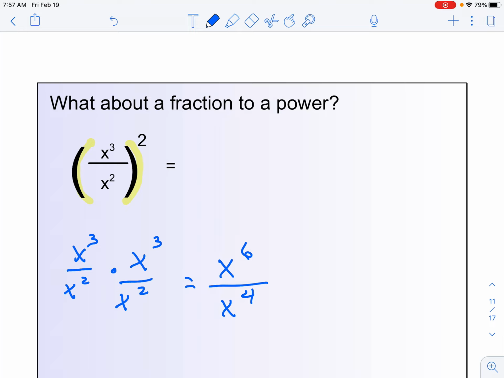Okay, but actually we need to simplify that because you can see we still have a common base right here, so we can reduce that, so to speak, or take x to the 6 over x to the 4th. We're going to subtract those, 6 minus 4, to get x to the 2nd power, and that's our final answer.